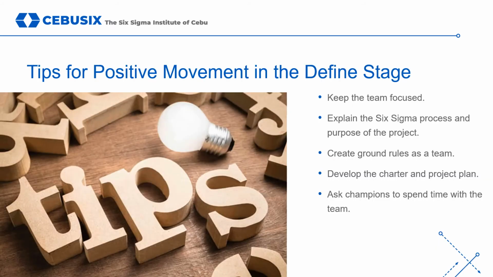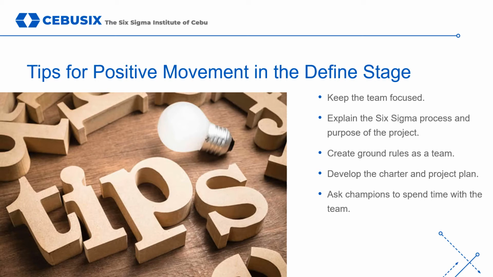One of the biggest challenges Six Sigma teams face when in the define phase of the project is generating positive, targeted momentum that sets the foundation for the rest of the project. As a Six Sigma team leader, you can increase the chances of success by keeping the team as focused as possible during the define phase. Begin by explaining the Six Sigma process and the purpose of the project for any ancillary team members who may not be familiar with Six Sigma and DMAIC.